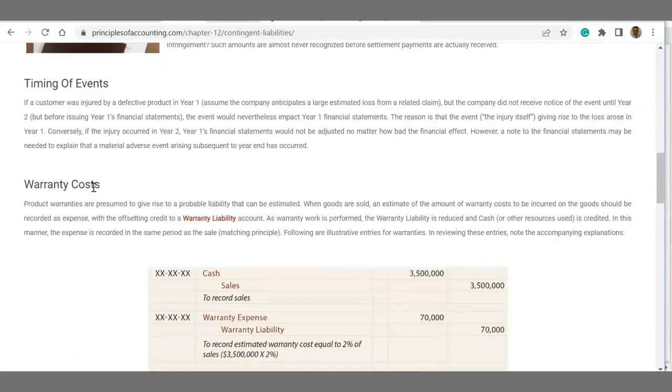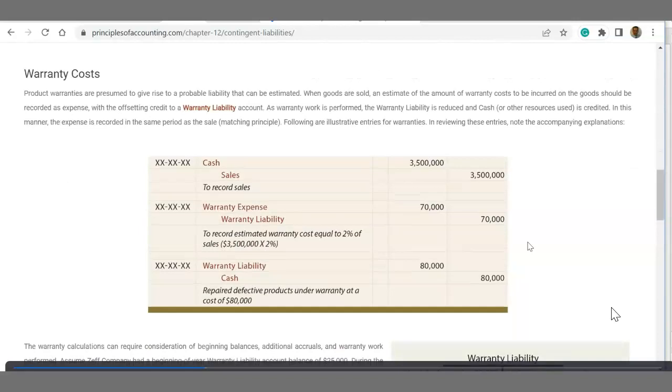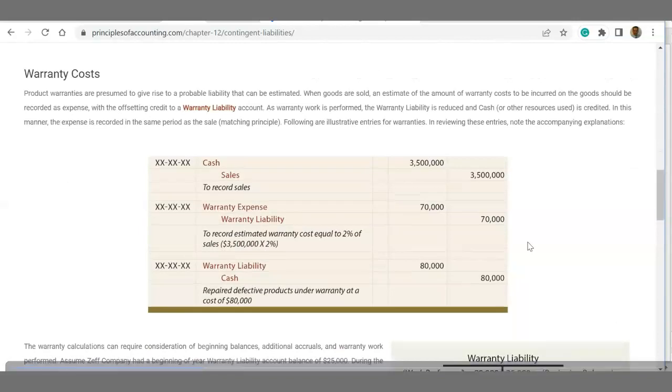Let's look at a warranty, let's say. Warranty expense is something that most companies have for their products. And they normally can roughly estimate how much warranty liability they might have for every year of sales. So let's say this company in this year sells about $3.5 million of product. Very good. So they sold something.